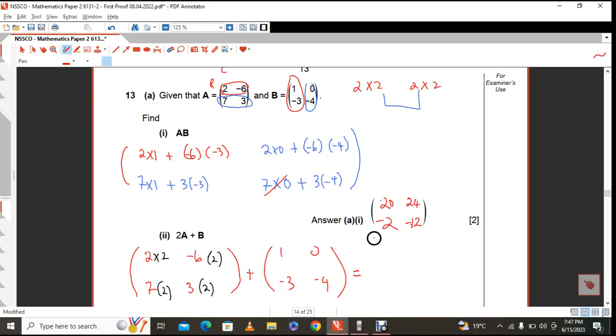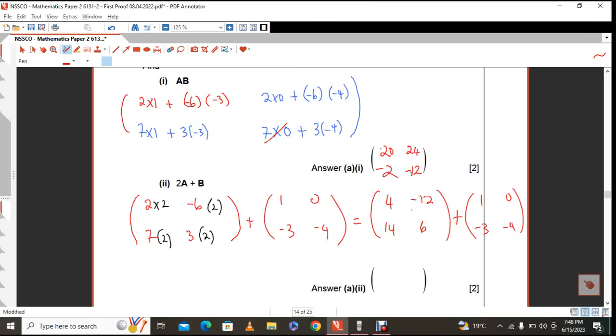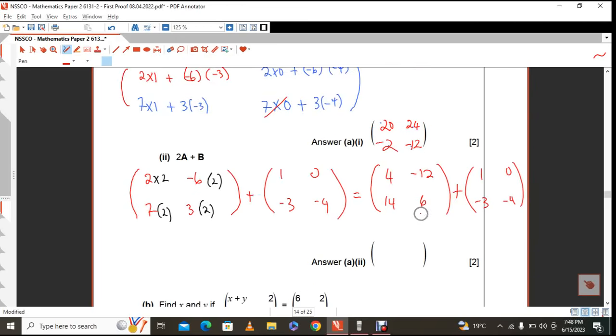All right, so this gives me 4, then negative 12, then 14, then 6. So we're going to add that with 1, 0, negative 3, negative 4. Again, do not use that space there. I'm just doing it for effect because I'm running out of space. Of course, now it's simply a matter of you adding the corresponding elements with each other, okay?